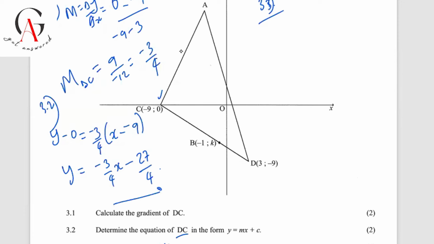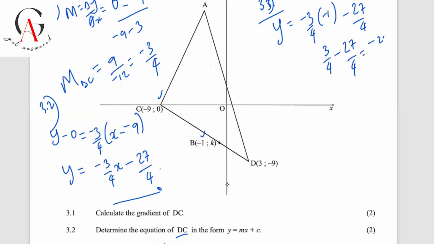And then 3.3, they want us to show that K is -6. So since we already have the equation, all we can do is just do the substitution, okay? Where there is X, we put a -1 into this equation, and then we solve. So Y is going to be -3 over 4 times -1 minus 27 over 4. So that gives us 3 over 4 minus 27 over 4. That's going to be negative 24 over 4, which is a negative 6.